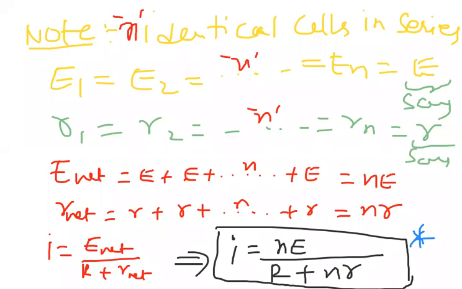Now let us observe the next important point, that is wrongly connected cells in series. Wrongly connected in series combination.